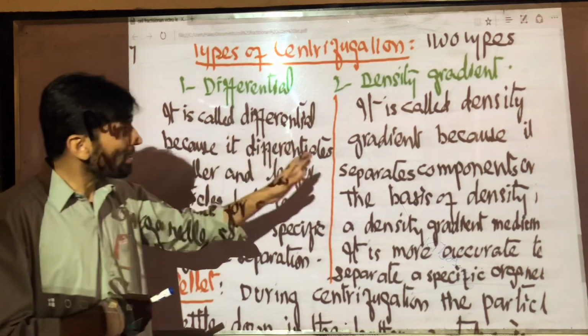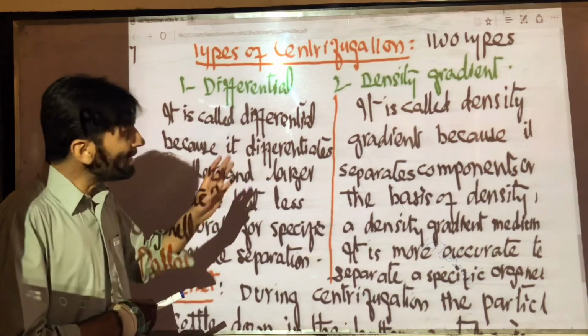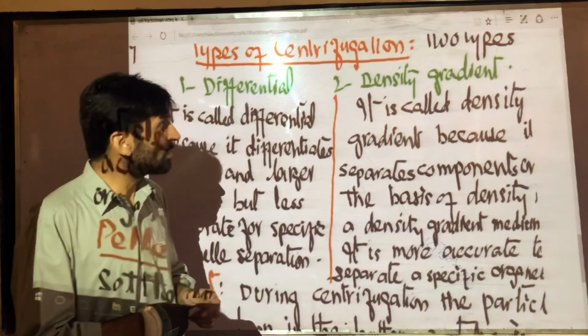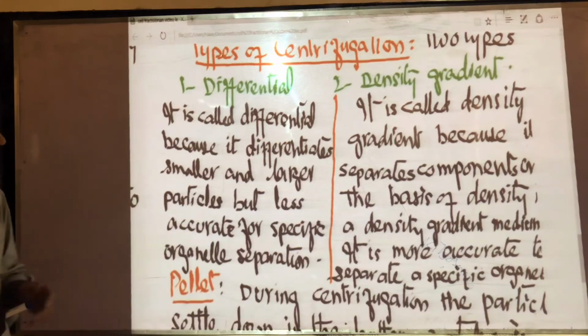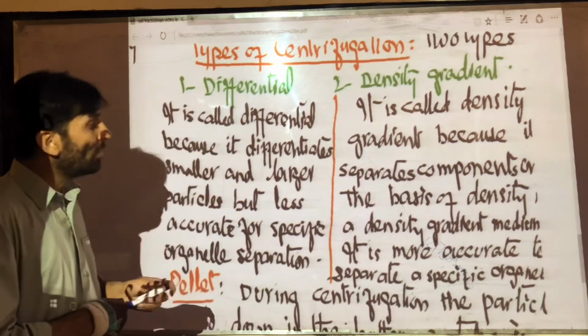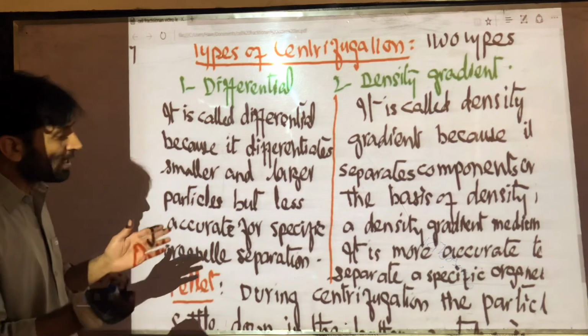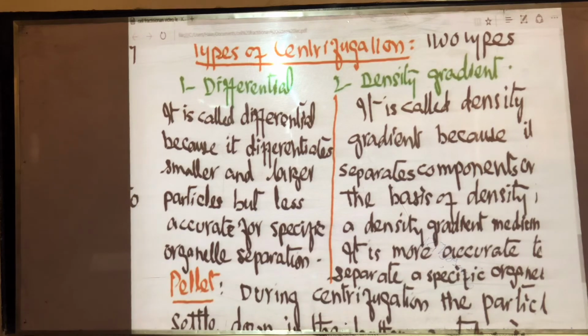The other procedure is called density gradient centrifugation. It is called density gradient centrifugation because it separates components on the basis of density in a density gradient medium. So it is a more accurate process because this process can separate specific organelles from each other. So these are the two types of centrifugation.